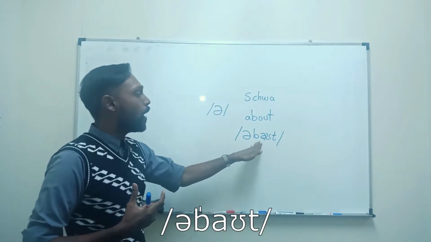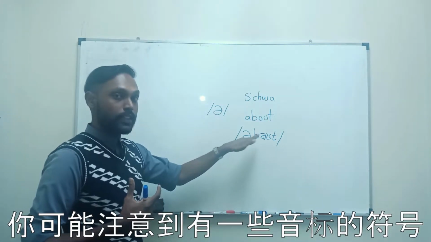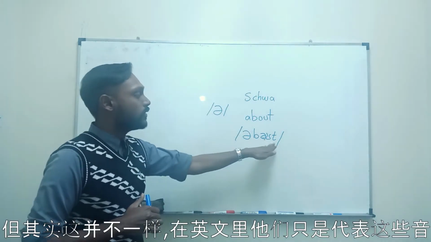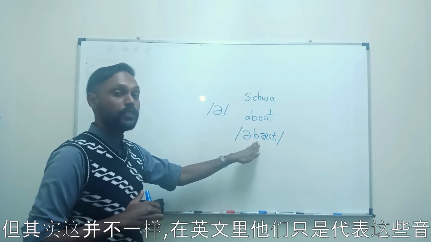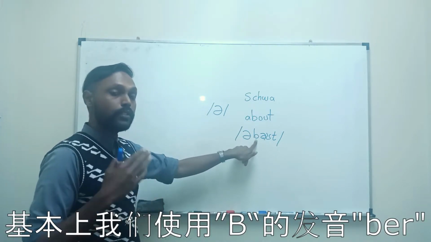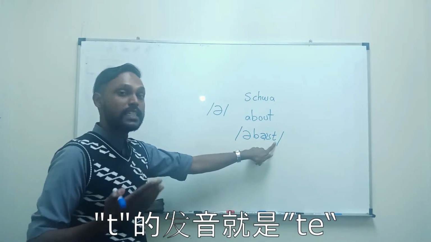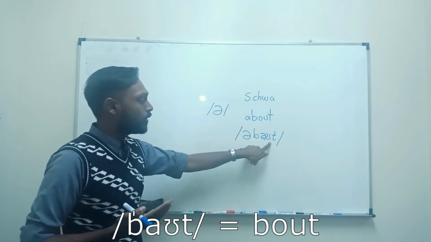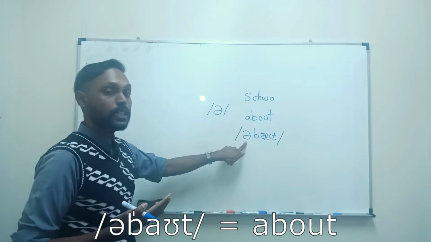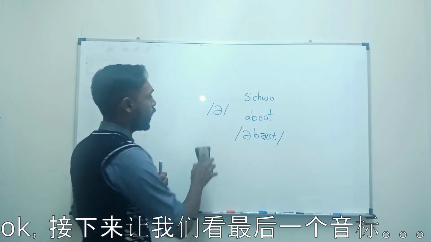Okay, about. You might notice that some of the phonetic symbols look just like the alphabet that we use in English, but actually these are not the same. They are the representation of the sound in English. So basically this is used for the sound of the letter B, and here the letter T. So together they make the sound b, out, bout, and then about. Okay, now let's move on to the last sound.